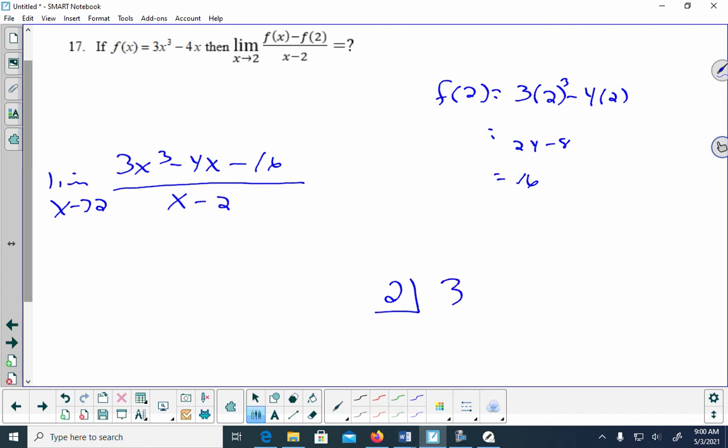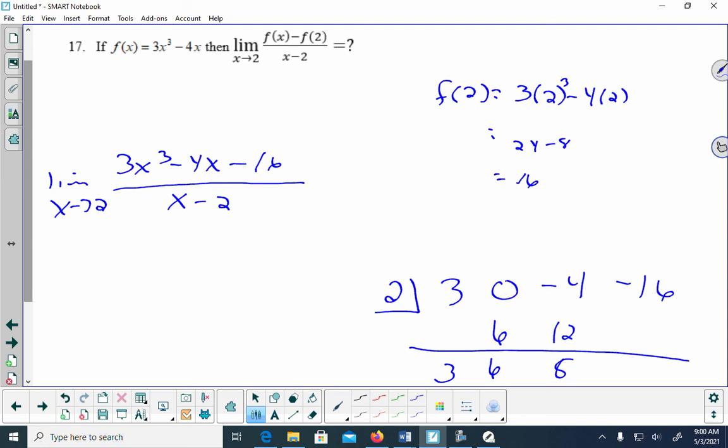So here's something raised to the third power. Nothing is squared. Something raised to the first, and then I have my constant. Remember synthetic division? I bring down the 3. I take 2 times 3, and I get 6, and then I add them. So 0 plus 6 is 6. 2 times 6 is 12. Add them, and I get 8. 2 times 8 is 16. Add them, and I get 0. And I'm really glad I got that 0 because I needed to get that 0.